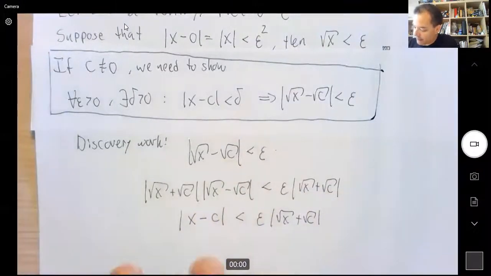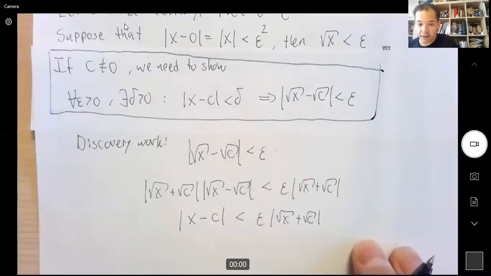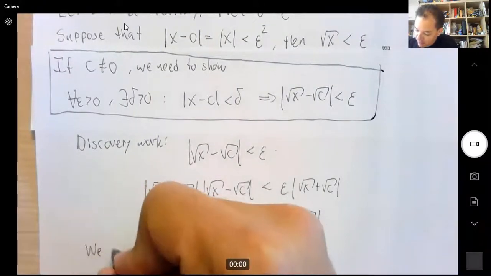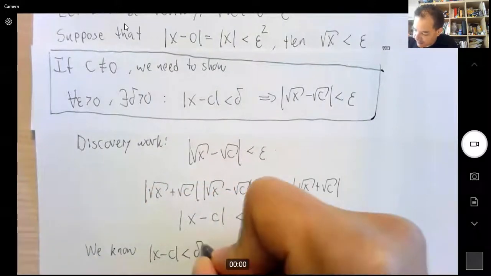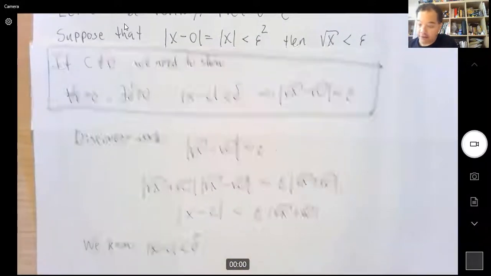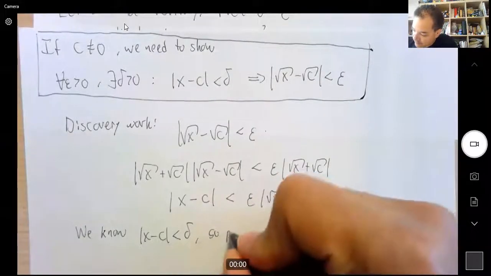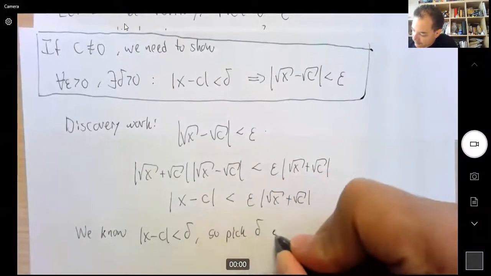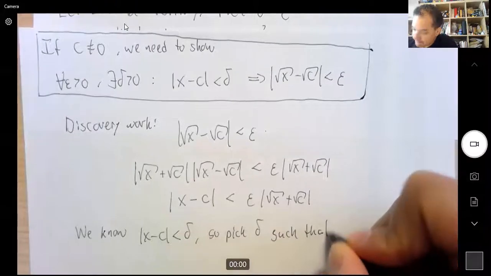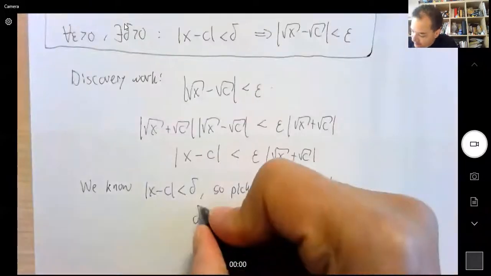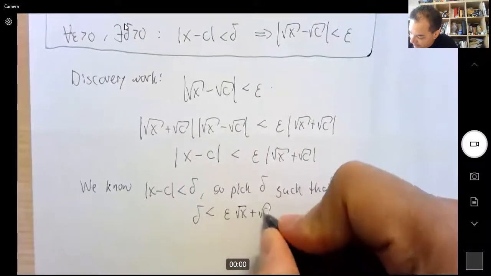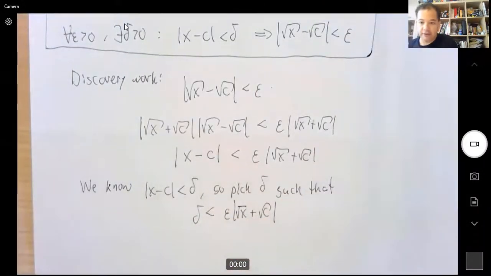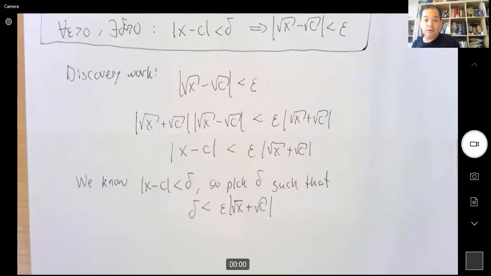So now we want something that implies this one, right? So we know |x minus c| is less than delta. So we should pick delta such that delta is less than epsilon over, times root x plus root c, right? That's what we want to do.